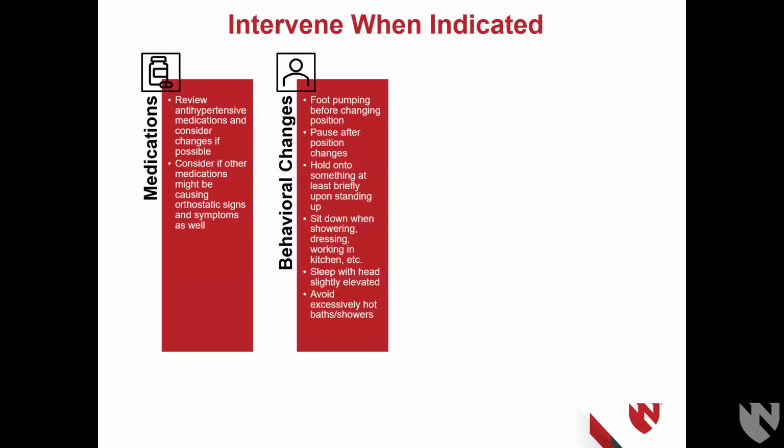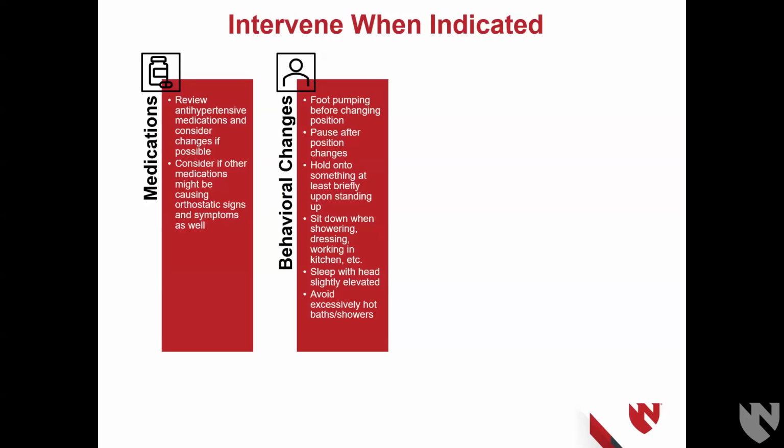There are several simple behavioral changes that a patient can also be educated about. For example, pumping their feet up and down several times before changing position helps with venous return from the legs to the heart and can prevent a blood pressure drop with position change. Pausing a moment between position changes can also give blood pressure time to normalize. For example, after sitting up in bed, pause for a few moments before moving on to standing.